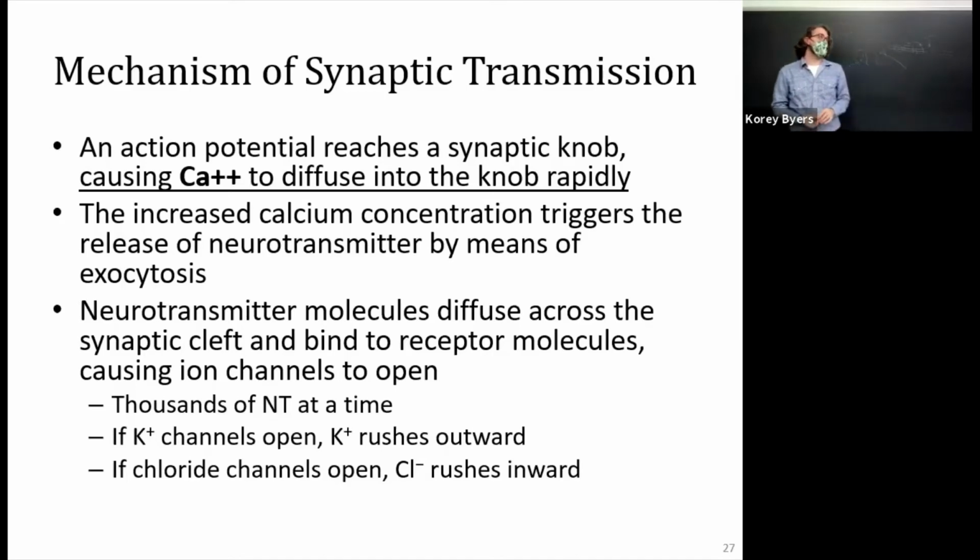Now you can release thousands of neurotransmitters at a time. We draw with just a few dots, but it could be hundreds or thousands at this point. And you have over 50 different types of neurotransmitters. And so it just depends on what we're trying to communicate. The neurotransmitters could stimulate potassium channels to open, where potassium rushes outward, changing the negativity of that postsynaptic cell, or chloride could move in, changing the negativity of that postsynaptic cell, setting off another impulse.